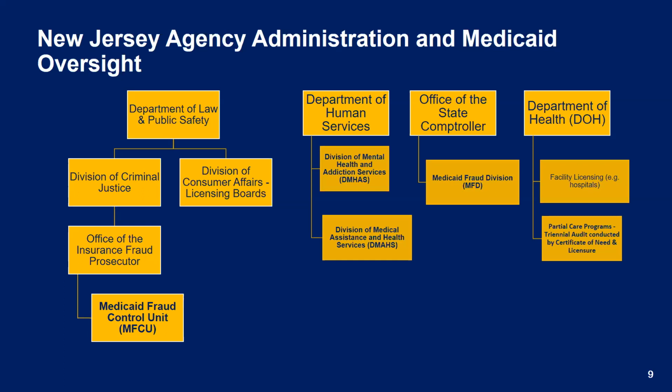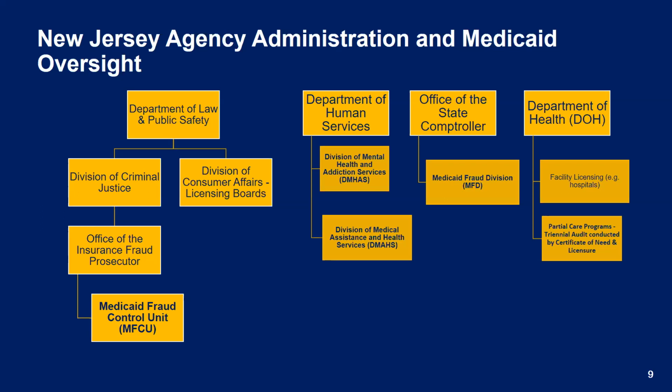Moving towards the middle, we see the Department of Human Services, which is what probably most of you are most familiar with. That encompasses both the Division of Mental Health and Addiction Services, as well as the Division of Medical Assistance and Health Services. Continuing on, the Office of the State Comptroller is an independent state agency, and it's probably not as familiar to you. Within the Office of the State Comptroller is the Medicaid Fraud Division, and that is the civil arm of Medicaid oversight.